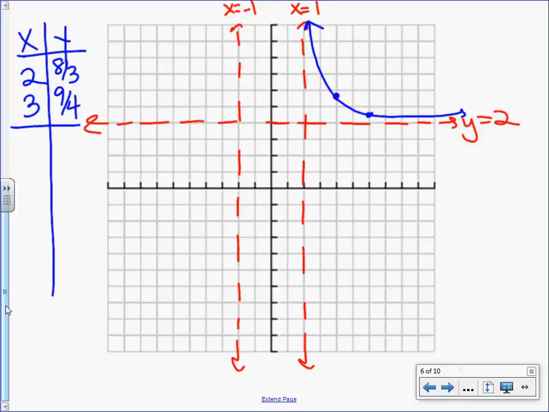All right. Let's go way over here on the left side of -1. Nice numbers to plug in are -2 and -3. What happens when we plug in -2? We get 8/3. What happens when we plug in -3? We get 9/4. That is kind of nice, isn't it?